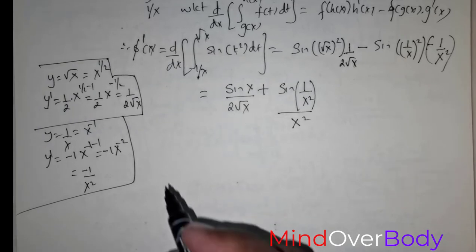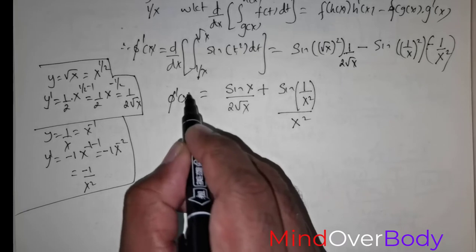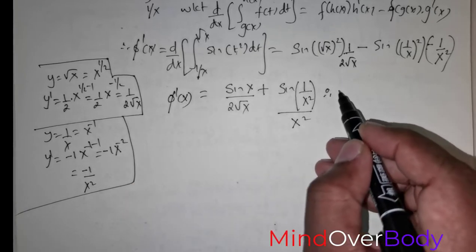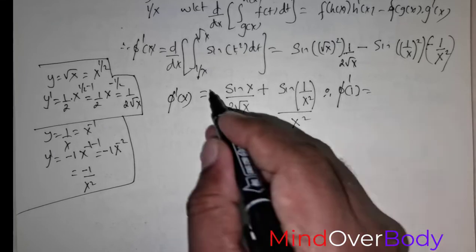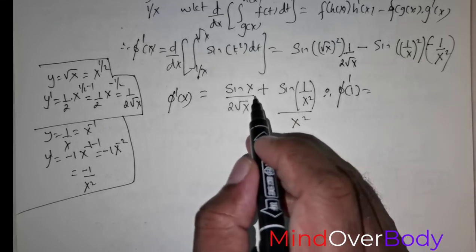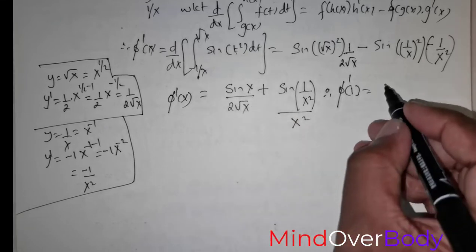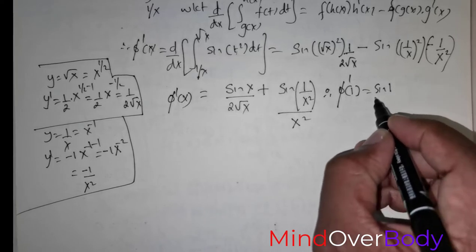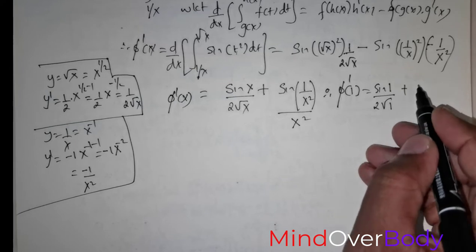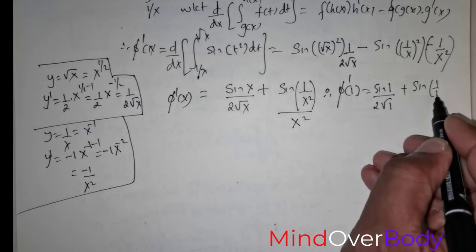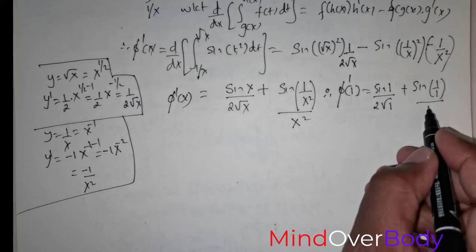So now, this is phi dash of x, and we are expected to find phi dash when x is equal to 1. So phi dash of 1 is equal to, substitute the value wherever you see x, you substitute 1. So this is going to be sine 1 divided by 2 times root of 1, plus sine of 1 over 1, divided by 1 squared.